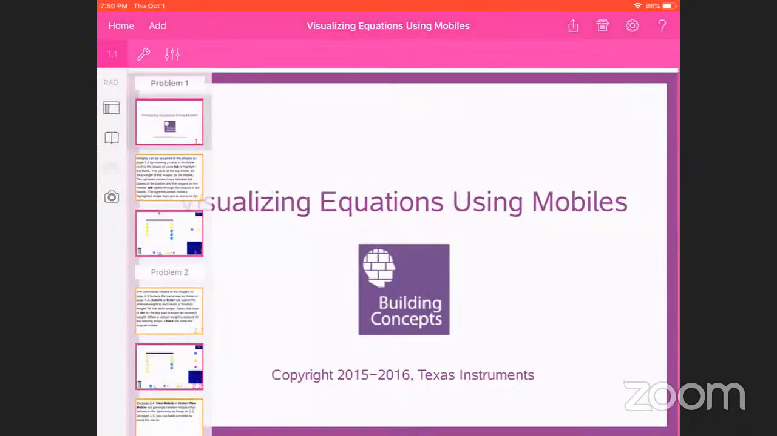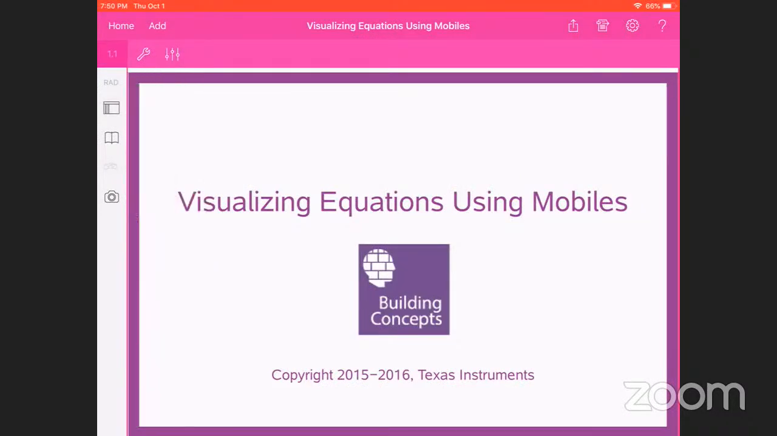and visualizing equations using mobiles. Do you pronounce it mobiles? How do you pronounce it? I think I've always said mobiles. Every time I say it, I always feel like I have to catch myself and think whether I'm saying it right or not.